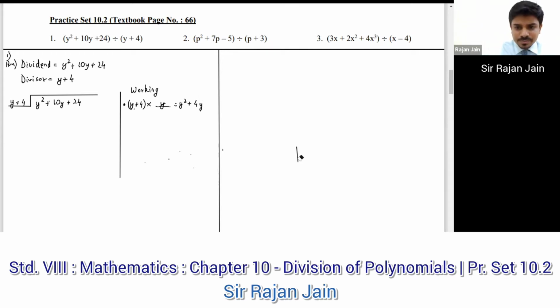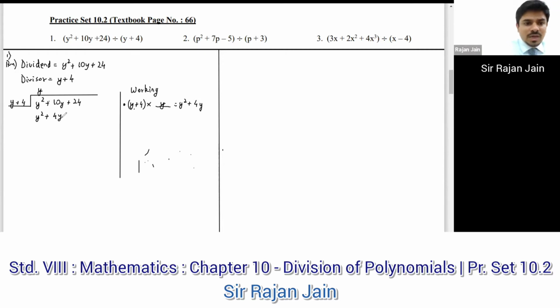Whatever number you have multiplied, this particular number will come in the quotient ka part. So that I write it over here as y. And whatever number you get over here, you are supposed to write it below the dividend. Okay, so that number I write it as y square plus 4y.